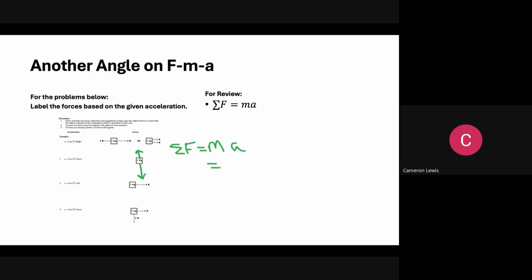I know we have an object with a mass of 1 kilogram. In the example, I did it backwards, but I'm going to do it this way. And I know my acceleration is 3 meters per second squared. So now when I do that multiplication, I have a total sum of my forces of 3 newtons.